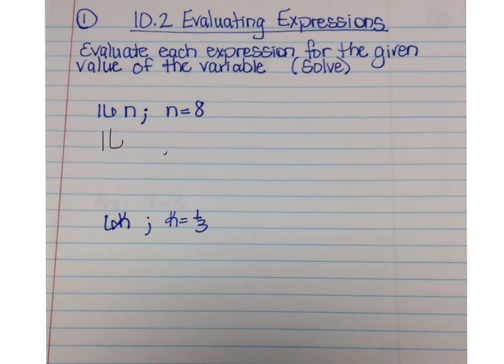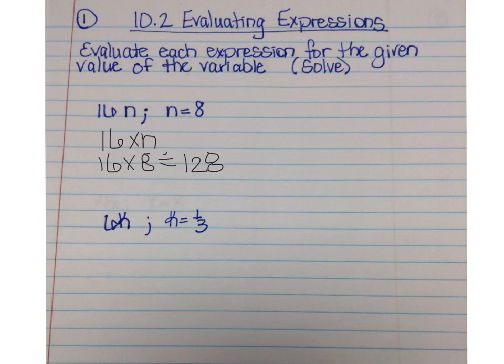So 16n is 16 times n. And when we plug in 8 for n, we have 16 times 8. And when we multiply 16 times 8, we get 128. I don't want to take your time up by me multiplying because you guys know how to multiply. Okay? And so then that would be your answer.